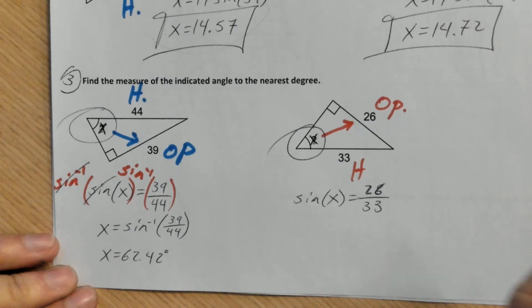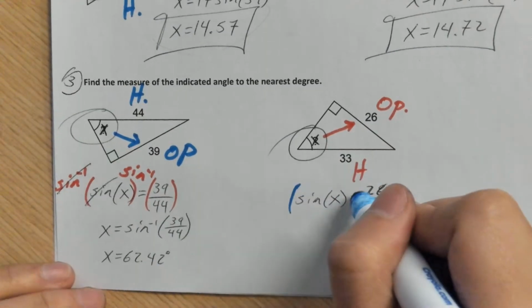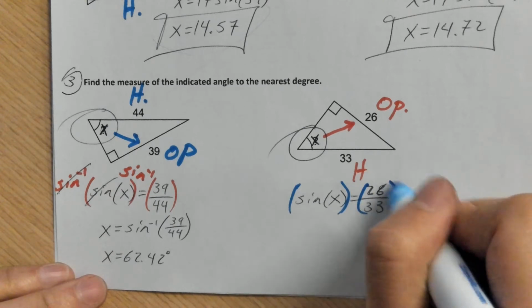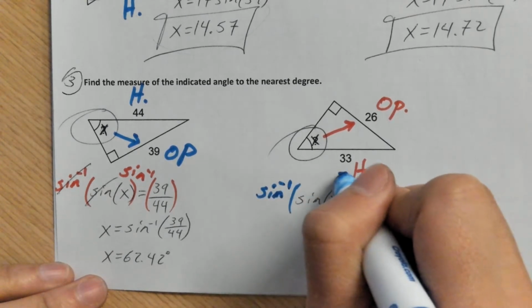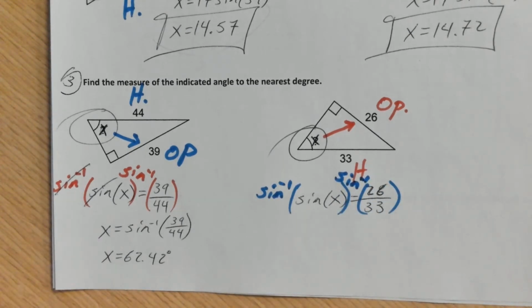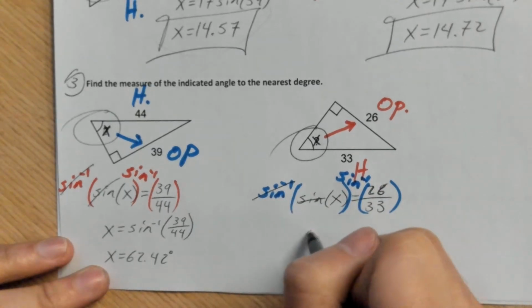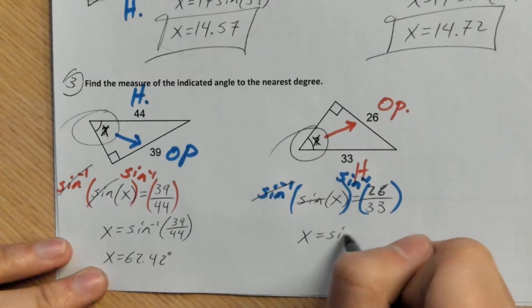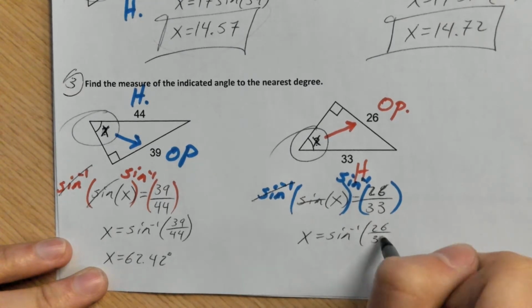Alright, so now let's do the same process. I'm going to apply the inverse to both sides. So sine inverse on the left side and sine inverse on the right side. So on the left side, the sine inverse will cancel out with sine. So x equals sine inverse of 26 divided by 33.